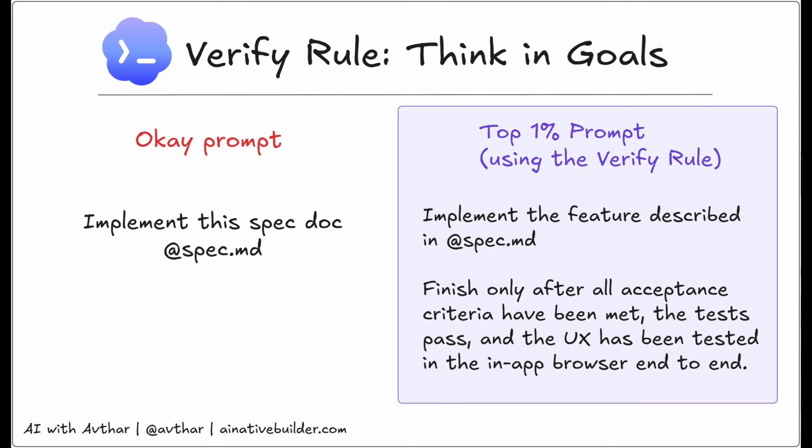Here's an example of using the verify rule to frame your prompt as a goal. Rather than just saying, implement this feature spec doc, you can frame the prompt by saying, implement the feature described in the spec. Finish only after all acceptance criteria have been met, the tests pass, and the UX has been tested in the in-app browser end-to-end.